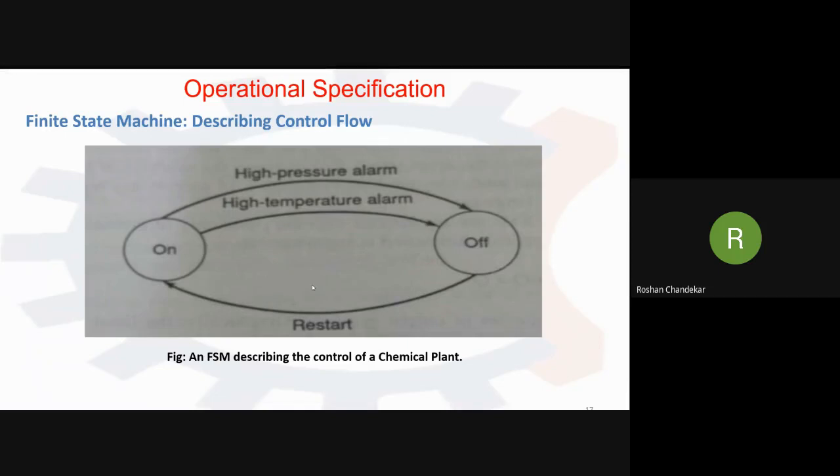Now the temperature and the pressure are two important elements of the chemical plant. The temperature and pressure levels must be monitored by the safety team. So sensors are installed in the finite state machine. The sensors generate the appropriate signals when either of these levels exceeds some predetermined value.